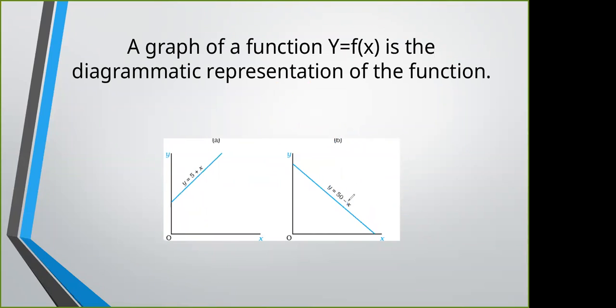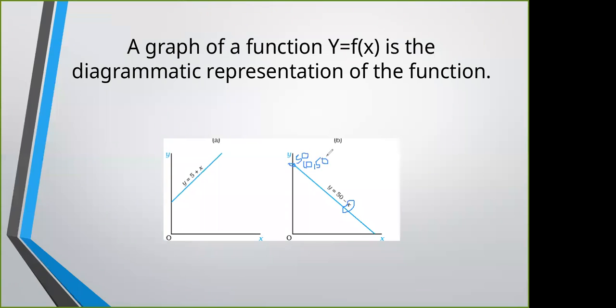So if x is 0, what will be the value of y? 50 minus 0. What will be 50 minus 0? That is 50 itself. So this point, if we just write it here, this point has got the coordinates of x is 0, comma, y is 50.